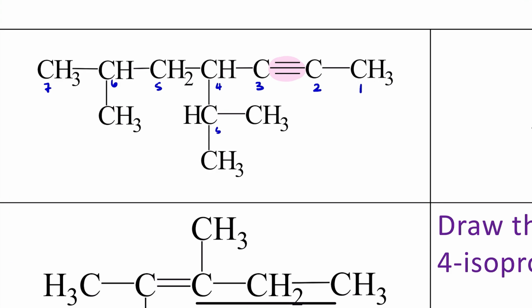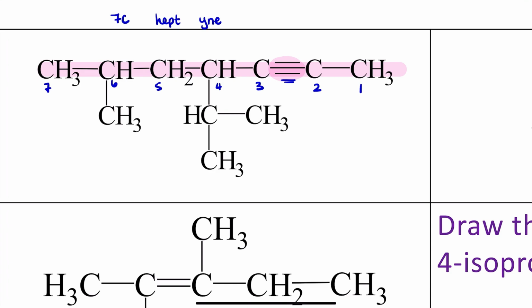Let's see. 4, 5, 6. Nope, not the longest. 4, 5, 6. Nope, not the longest. So this is my longest parent chain. I know I have 7 carbons, so I know I have hept. I know I have a triple bond, so I have an yne ending.